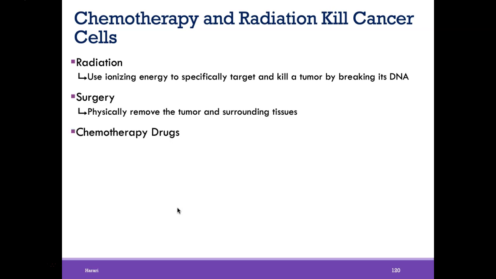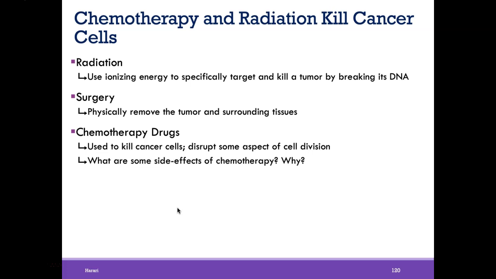Surgery, of course, can physically remove the tumor and surrounding tissues. That can be a little more invasive, though, since all of the surrounding tissue has to be removed as well, not just the tumor. Chemotherapy drugs are used to kill cancer cells by disrupting some aspect of cell division. And what are some side effects of chemotherapy? So you can pause here and think about it. And I'm sure what comes to mind is hair loss as one, and also nausea.